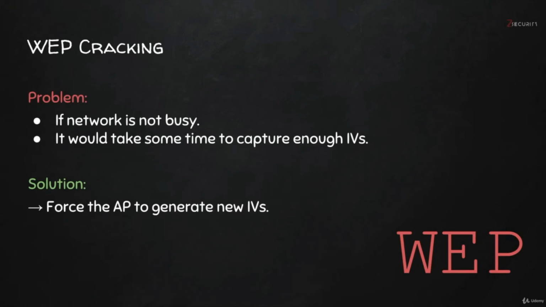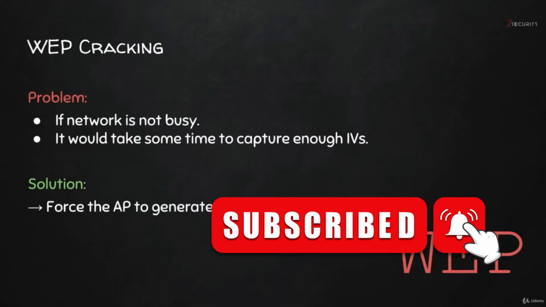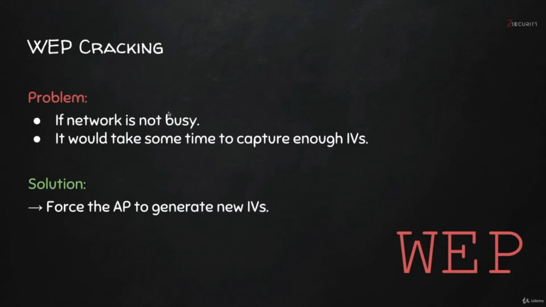Now that we have associated with our target network, we can start communicating with it and it won't ignore us. So now we can go and start injecting packets into the traffic to force the access point to generate new packets with new IVs. This will increase the number of data really quickly, allowing us to crack WEP networks in minutes, even if the network was not busy like the one that we are targeting right now.